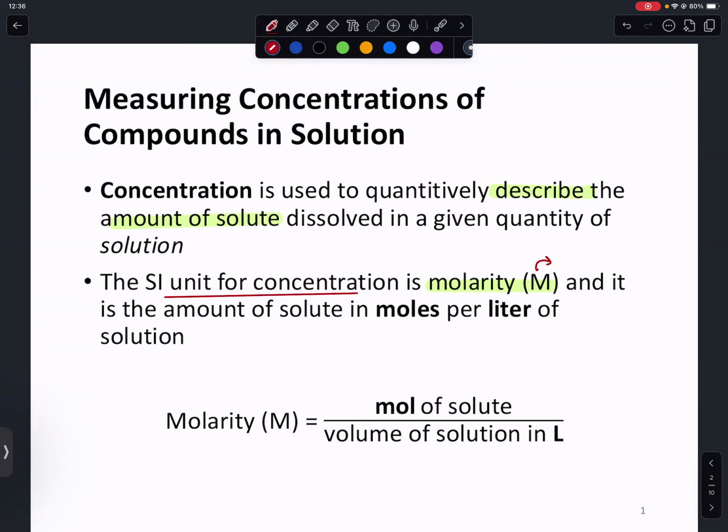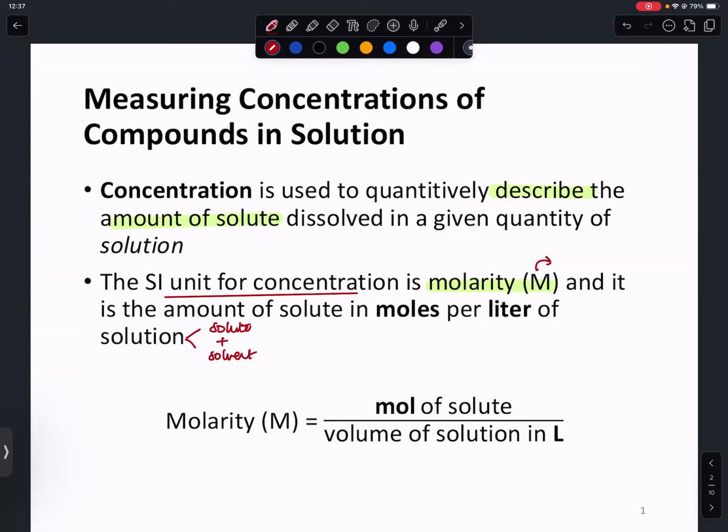And molarity, when we want to express it or calculate it, is the amount of solute in moles per liter of solution. How you express molarity is very important because it's moles of solute over liters of solution. So note that solution is two components. Solution is solute and solvent.